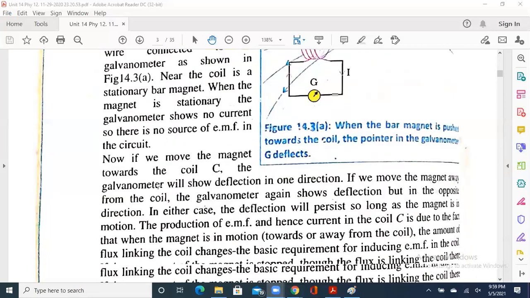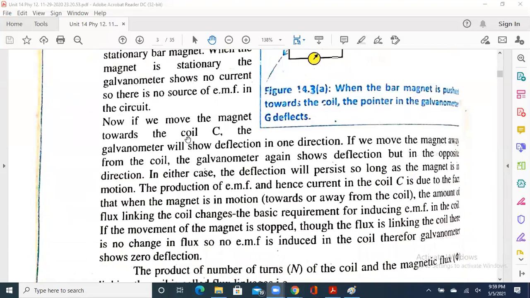Now if we move the magnet toward the coil C, I have already told this situation. The galvanometer will show deflection in one direction, meaning clockwise. The galvanometer will tell you that the current is moving clockwise.